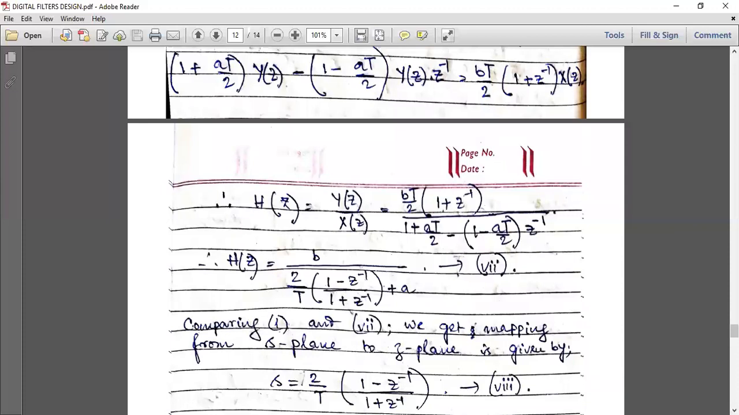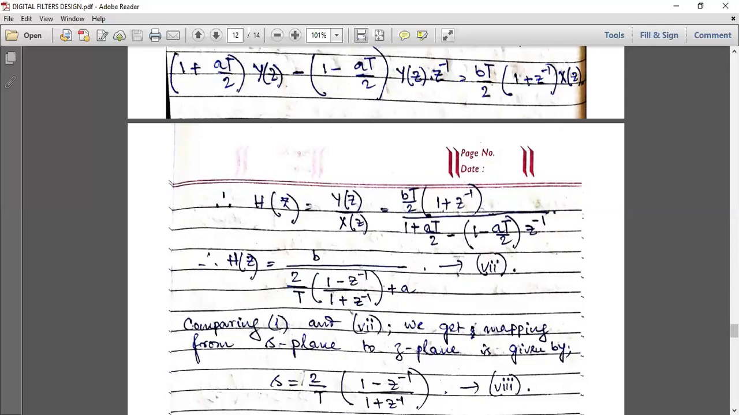Now remember system function H(z). So H(z) equal to Y(z) by X(z). So what is Y(z)? Y(z) is bT/2 into (1 plus z inverse), divided by X(z), which is (1 plus aT/2) minus (1 minus aT/2) into z inverse. We are just equating the equations, nothing else. So H(z) comes as, if you shorten it more, b by (2/T into (1 minus z inverse) by (1 plus z inverse) plus a). This is our equation 7.